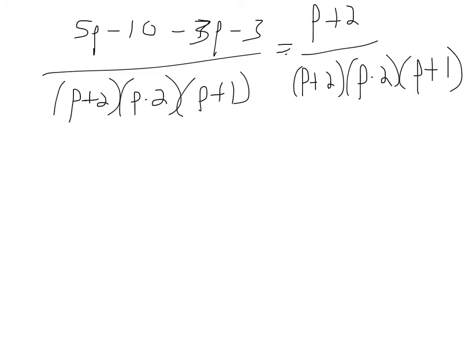So let's combine those like terms. 5p minus 3p makes 2p. -10 minus 3 makes -13.